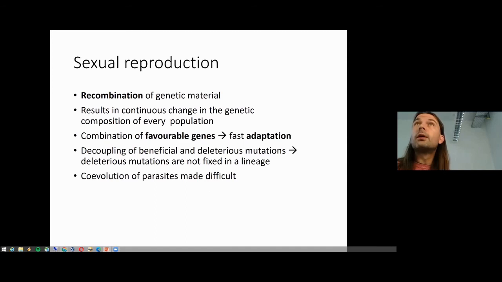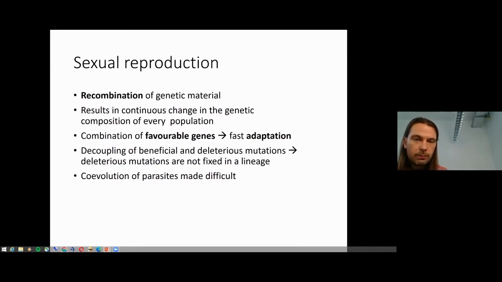So in summary, sexual reproduction involves the recombination of genetic material. It results in a continuous change in the genetic composition of every population. And if this combines favorable genes, there's a high chance for fast adaptation to environmental change. And we will see in this class that various organisms or various species are, and often actually today, in a situation where they are declining. And one of the reasons is because their populations are artificially or for other reasons being reduced.